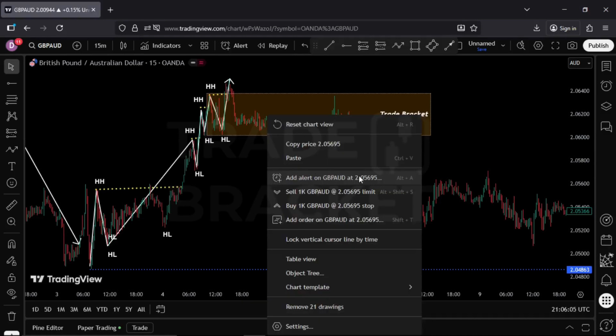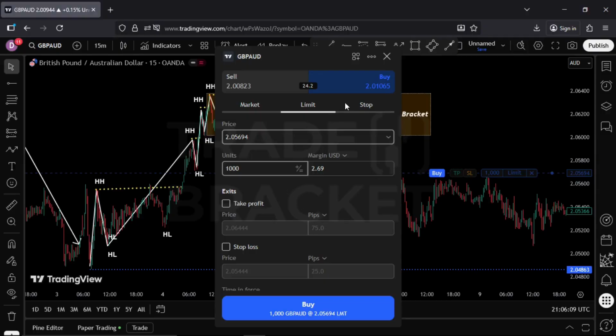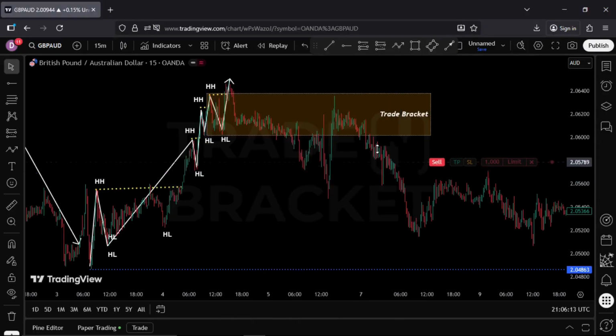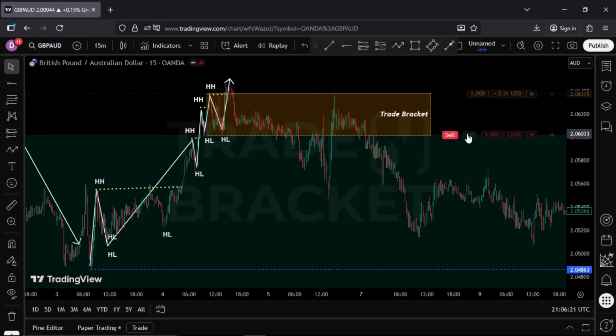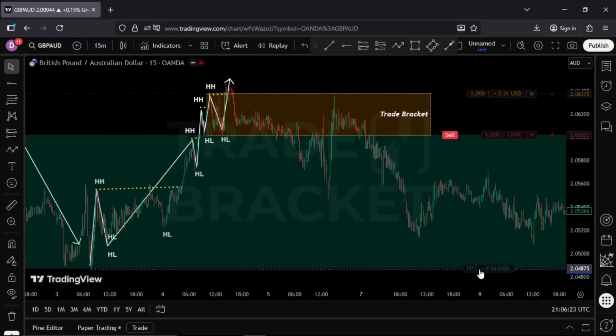So I show all this in those two videos. You just go ahead and click on add order right here and go on sell. So you will drag your sell limit order right here. And your stop loss will be up here, and the take profit will be down here.